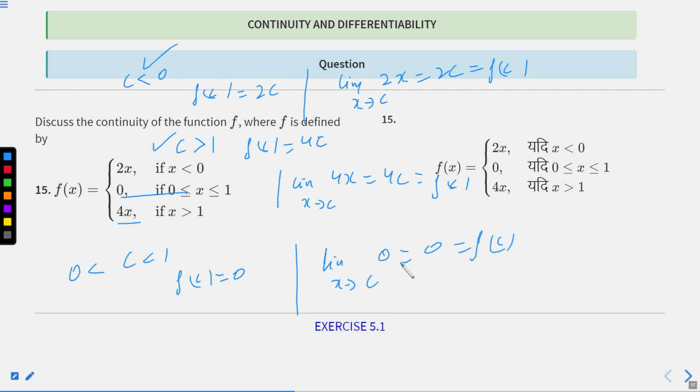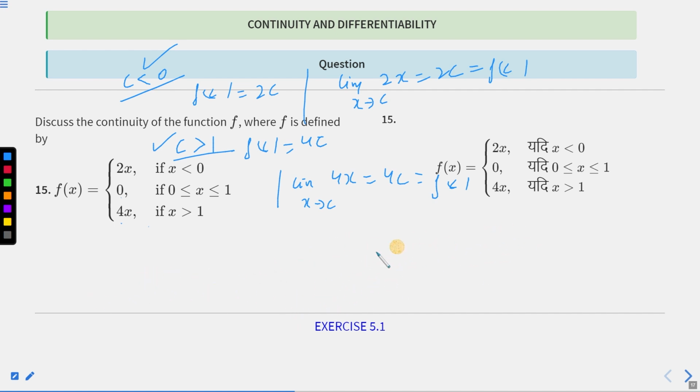So far so good. Okay, so it is continuous at negative point, it is continuous at greater than 1, and it is continuous at 0 to 1. Now we will check for at point 0 and at point 1. Okay, so let me just erase it, clear the board now. I hope that it is clear.